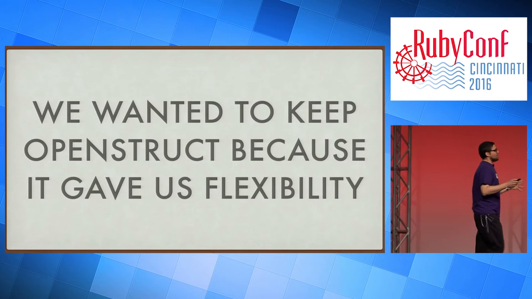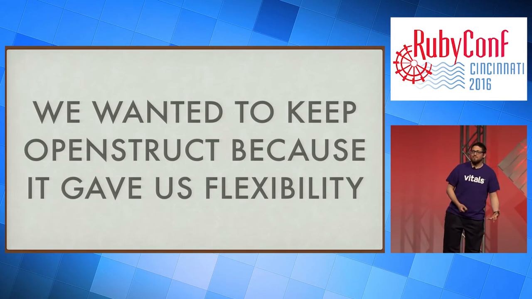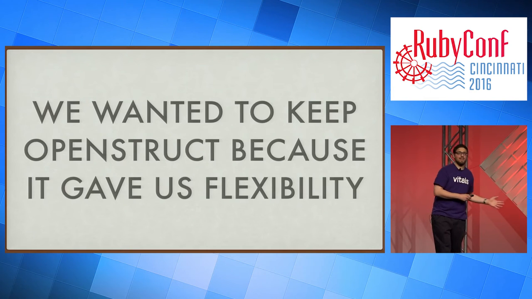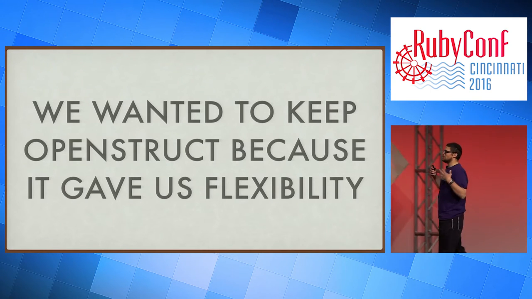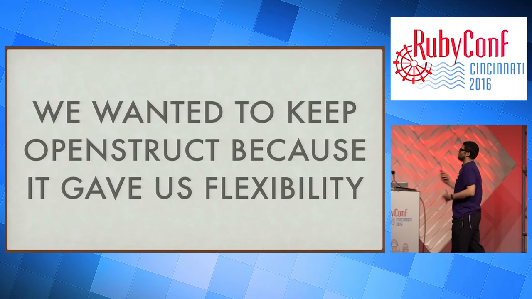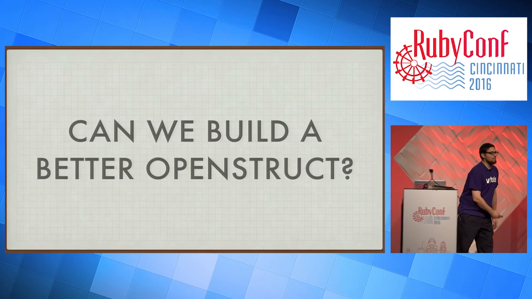So we wanted to keep OpenStruct because it was really nice. It was a really flexible interface. It let us change things upstream, have access to them downstream. It was very pleasant to work with, but it was so slow. And so the question became, can we have our cake and eat it too? Can we build a better OpenStruct?